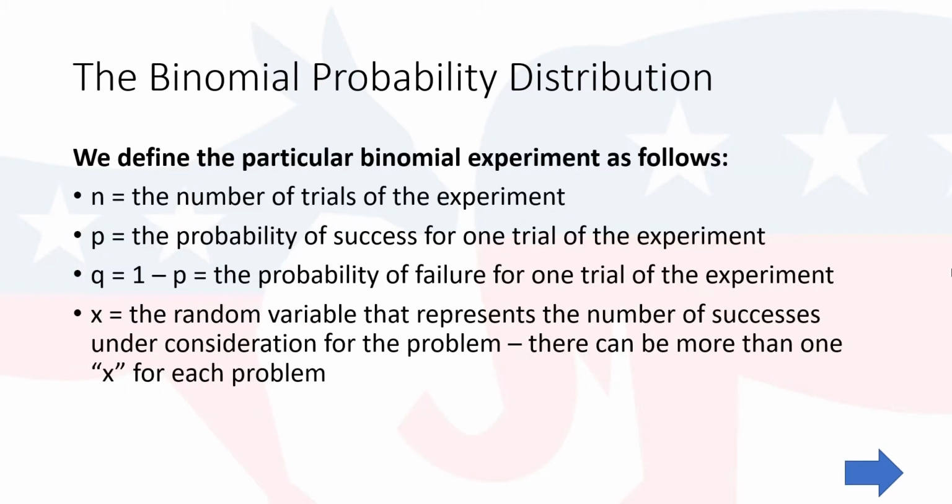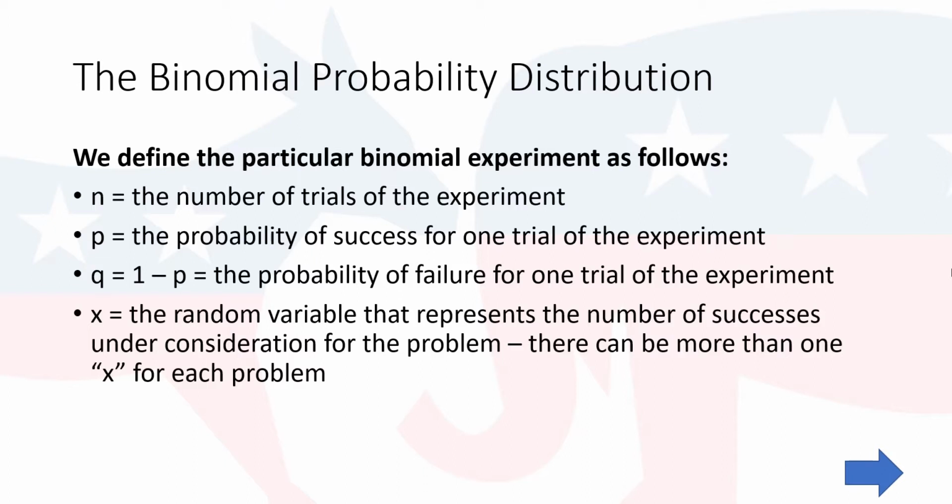We define the particular binomial experiment as follows. We use the parameter n to represent the number of trials of the experiment. We use lowercase p to represent the probability of success in one trial each time we do the experiment. Q is always equal to 1 minus p. For the rest of everything we do in statistics, Q is always 1 minus p, and it represents the probability of failure for one trial of the experiment.